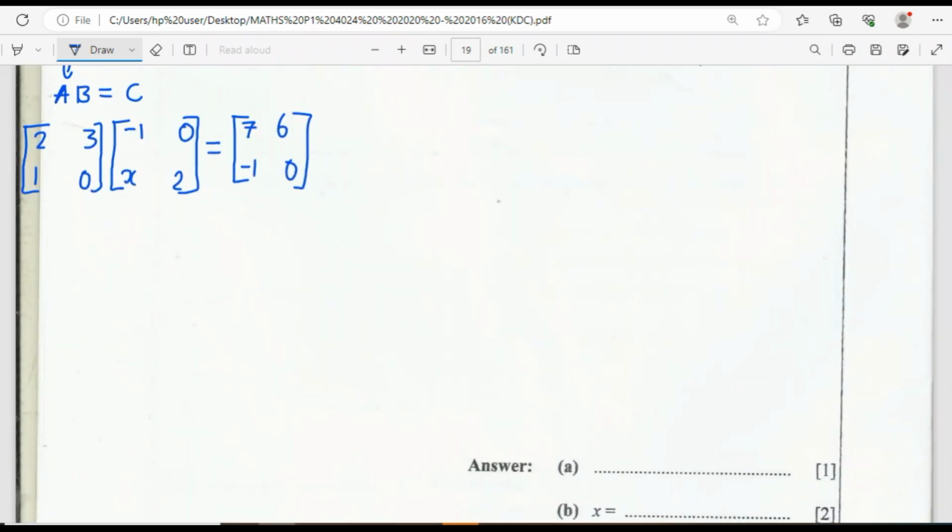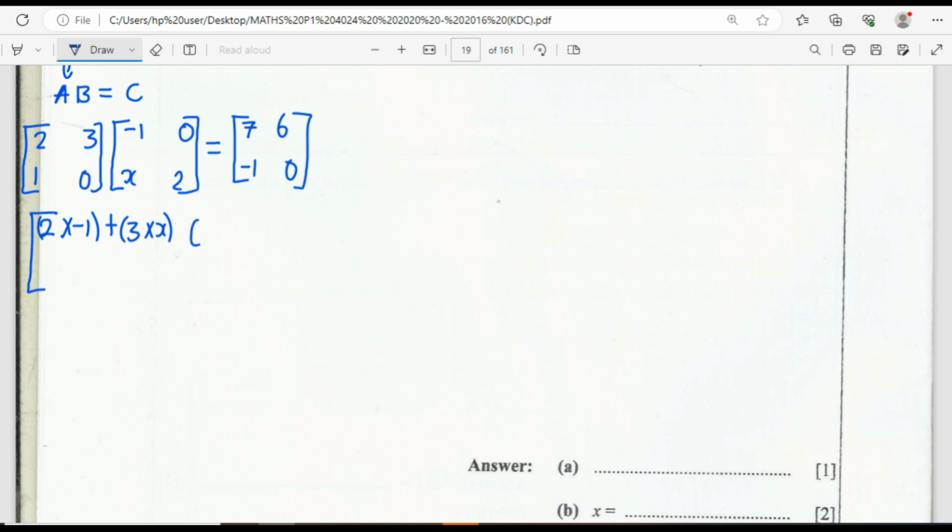So what do you do if you are dealing with multiplication? We are going to use row by column. So how do you do it? The first row is this number multiplied by this column. So that's what we are going to do. So say 2 times negative 1 plus 3 times x. So we are done with the first column.